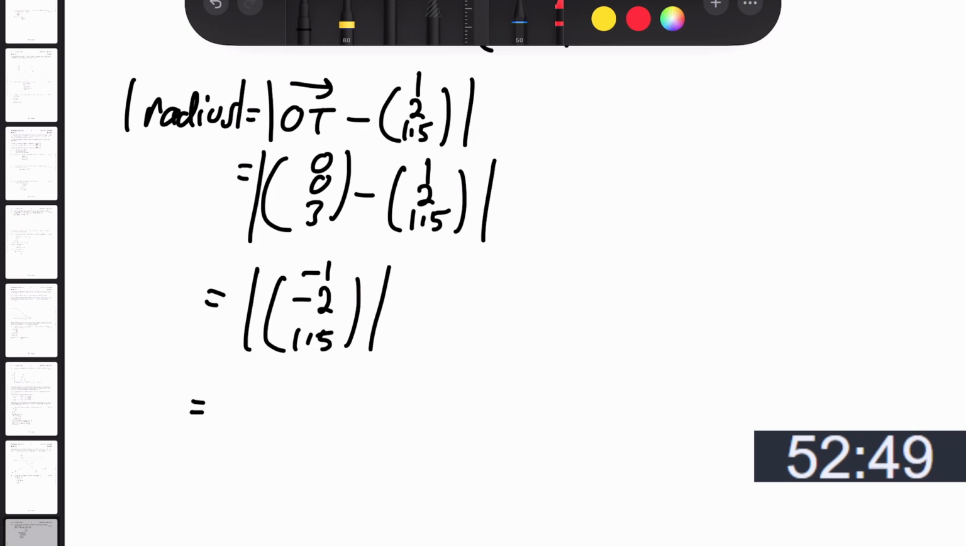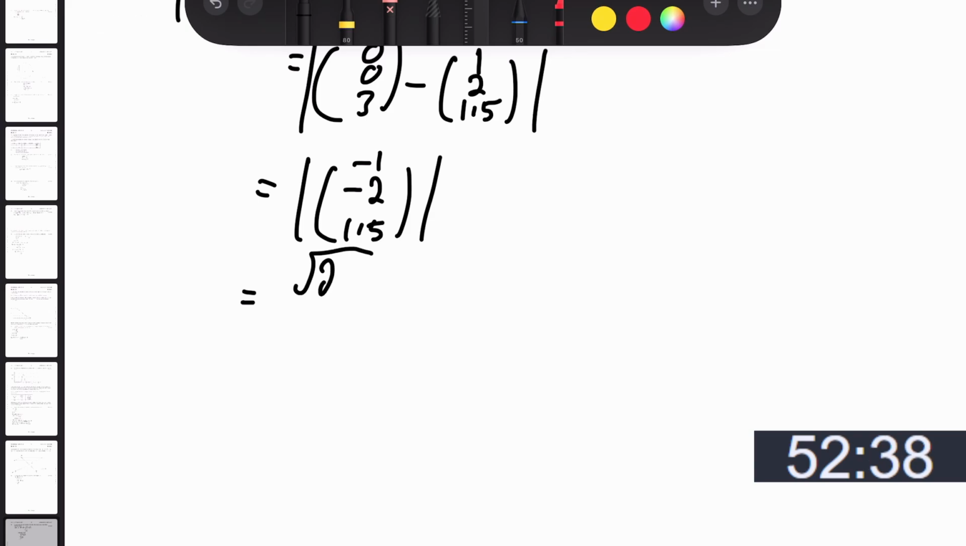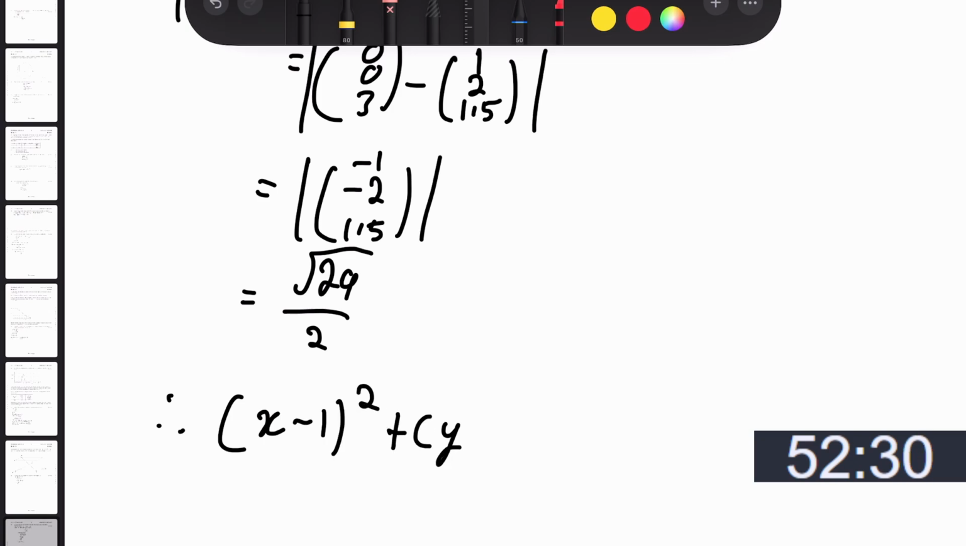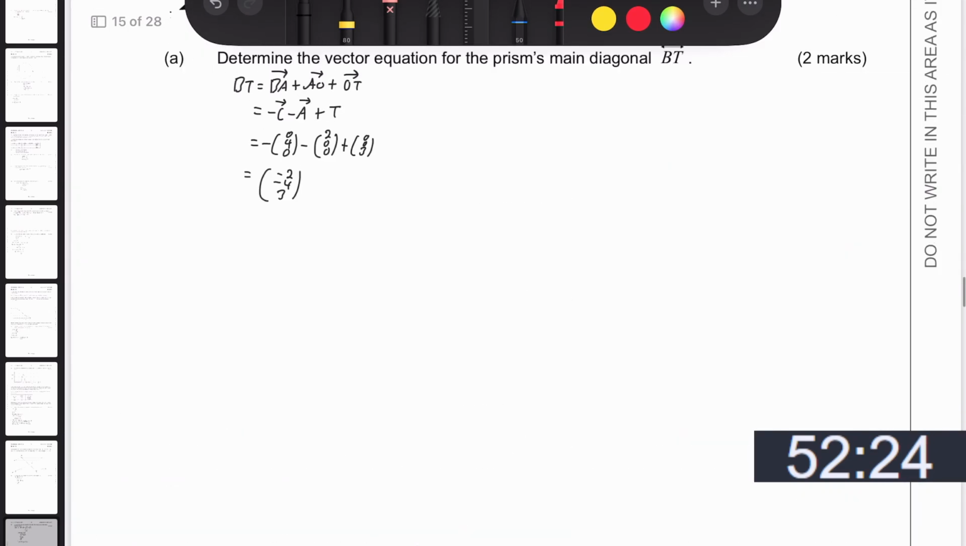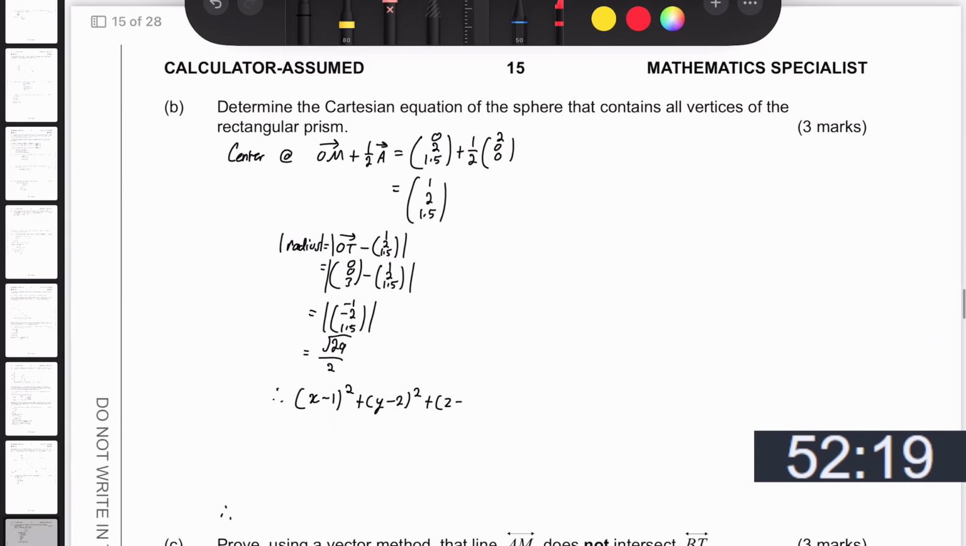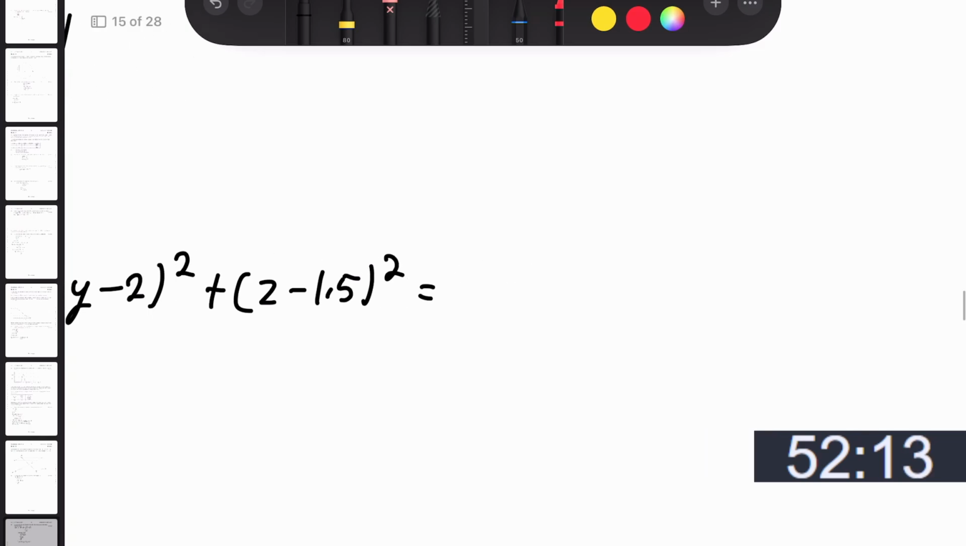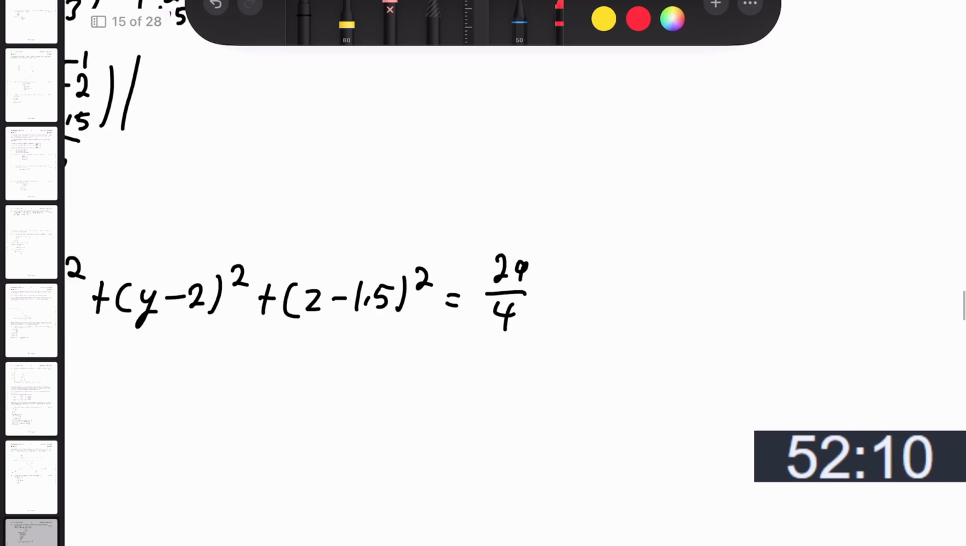So vector normal. I want -1, -2, 1.5. As a, no, not as a decimal, it's a standard. So square root of 29 on 2. Therefore, we have that x minus 1 squared plus y minus 2 squared plus z minus 1.5 squared equals the radius squared. It's going to be 29 on 4.